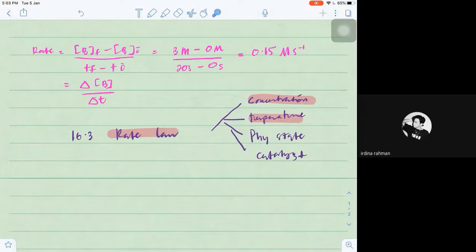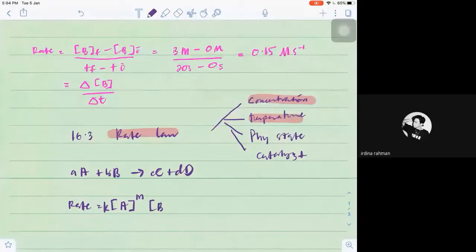So let's say we have a reaction of A, and I'm using the same equation as in the textbook. If we have a reaction of A plus B produce C plus D, the rate law of this reaction will be rate equal to K, the rate constant, times the concentration of the first reactant A to the power of M, times B to the power of N. In the rate law, it just involves the reactants. No products come out in the rate law.